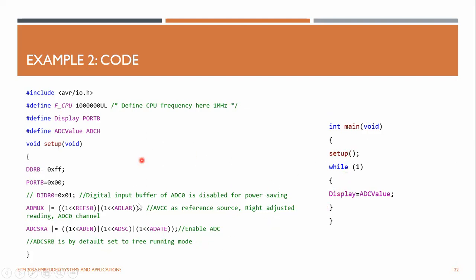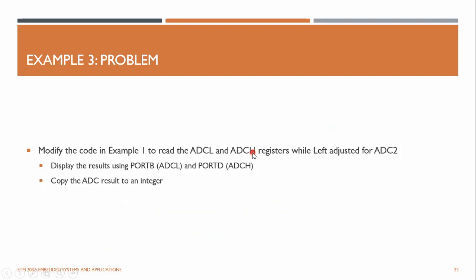So it continuously samples and copies that value to your ADCH register, and you can just copy that value to your port B. Right? That is example number 2.